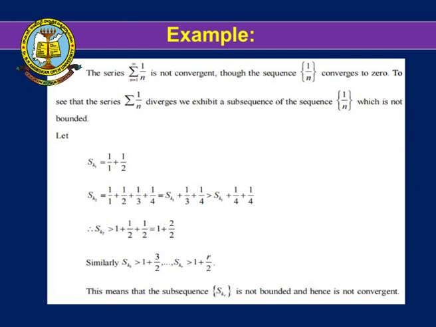Thus it means the subsequence of the terms is not bounded. So, since it is unbounded, we can clearly conclude that the series sigma n equal to 1 to infinity 1 by n is not convergent.